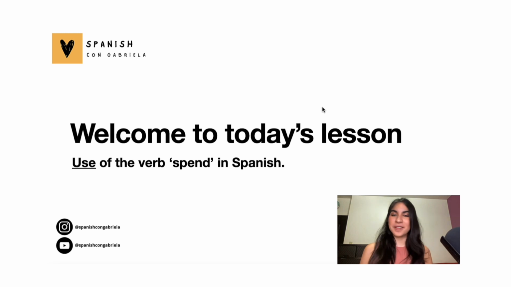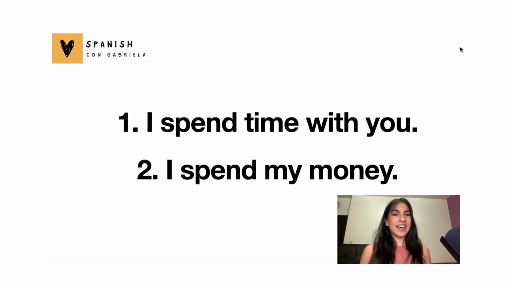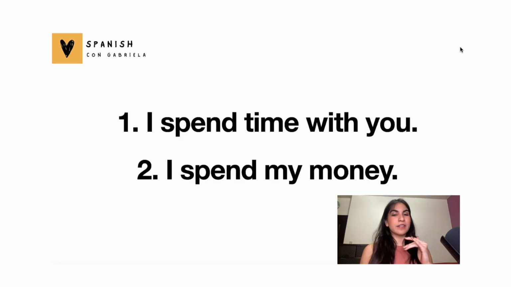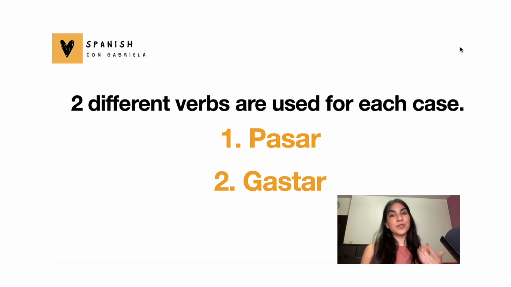Alright, let's get started. It is funny how in English we use the verb spend to express two different ideas or situations. We can see here two examples: I spend time with you versus I spend my money. Well, in Spanish, we cannot do this. For us to say these two different ideas, we need to use two different verbs. The first, pasar, and the second one is gastar, right?